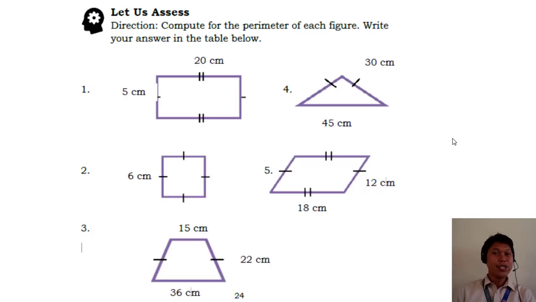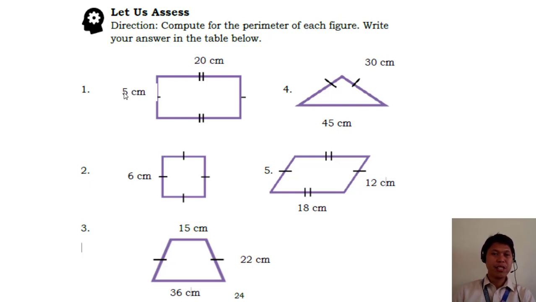Okay, so this time we're going to proceed to the let us assess activity of your module. This is page 24. Take note of that. So I skipped most of the activities, and we are going to skip to page 24, this application of the formulas of finding the perimeter. So let's start with number 1.